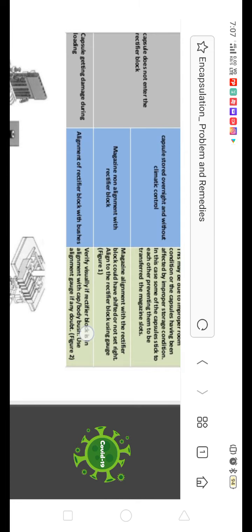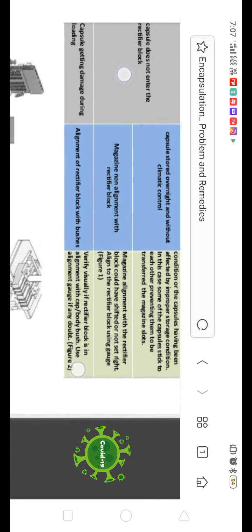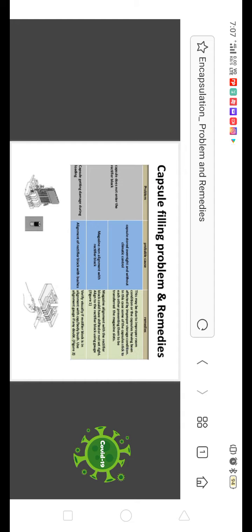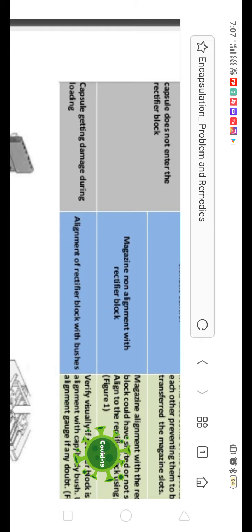Next is capsules getting damaged during loading. This relates to the alignment of the rectifier block with the bushes. For the remedy, we have to verify visually whether the rectifier block is in alignment with the cap and body or not, right? It should be in proper alignment, then only it immediately goes into the slots. So this is the problem during rectification and during loading.